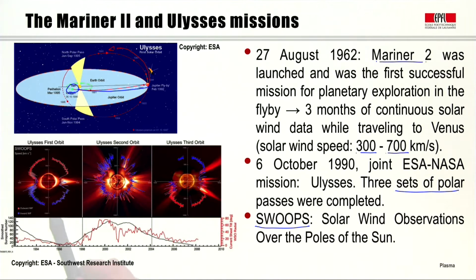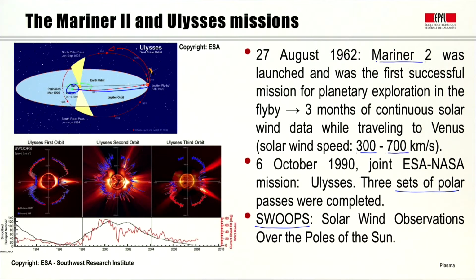The first orbit occurred during a period of solar minimum as indicated by the sunspot number. Ulysses measured a slow wind over the equator of the order of 200 km per second and fast wind over the poles of the Sun of the order of 700 km per second.